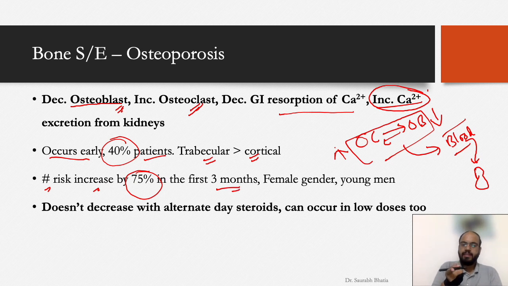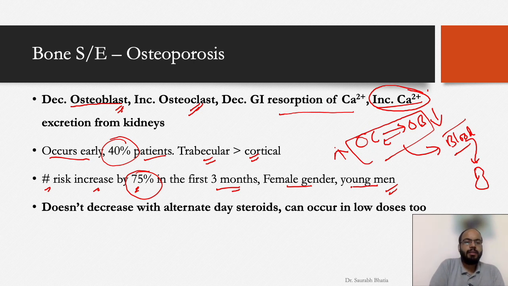So like I said, it occurs early and with any doses of steroids. Female gender and young men are predisposed to osteoporosis because of steroids. Okay? It is because in the younger generation the bone is still undergoing resorption, it has not been fixed. So osteoclasts are very well active, and if you increase osteoclasts, they will resorb the bone. Okay.